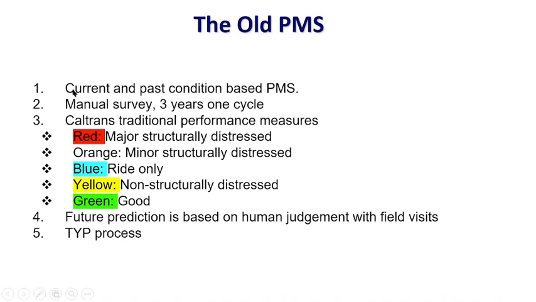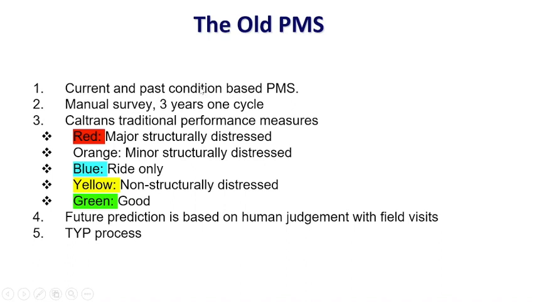What I mean by based on the current and past condition is, in the old pavement management system, we have a manual team, I think like an 8-person team, composed mostly of transportation technicians. Their sole job is to go through the statewide pavement network. Every 3 years, they complete one round of the network survey.